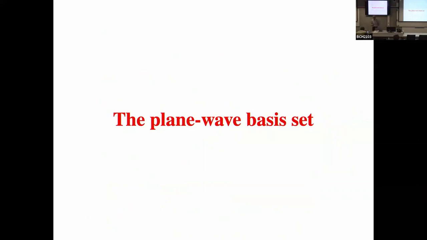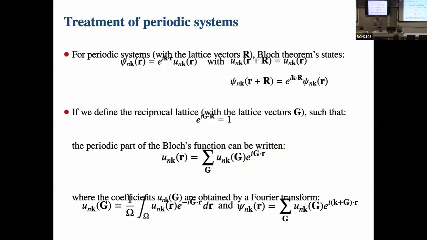As I mentioned in the beginning, we'll be using the plane wave basis set. The idea behind this plane wave basis set is that we have Bloch's theorem, which holds that the wave function is given by the product of a plane wave by a function that has the periodicity of the lattice. And we have the G vectors that are defined by this equation, e^{iG·R} equals 1, where R are the lattice vectors of the original system.